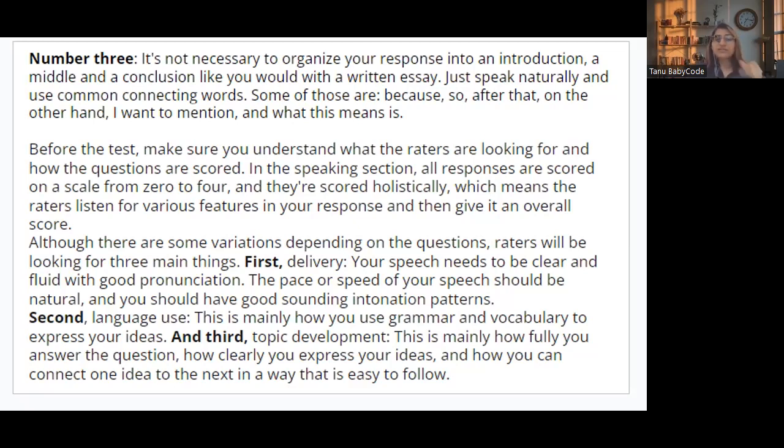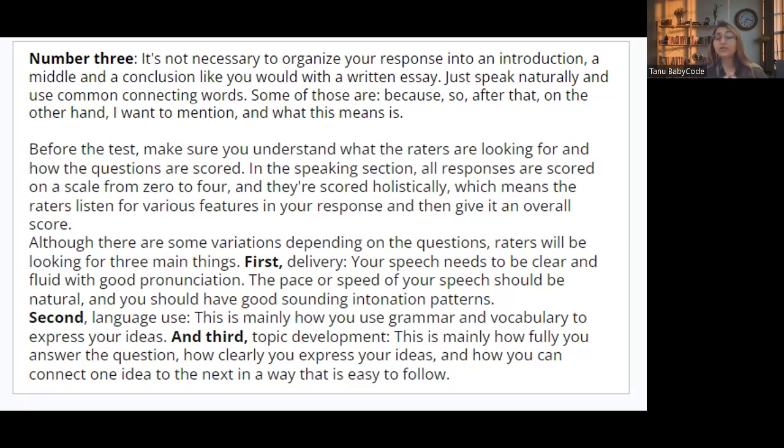Now, there are three variations depending on the questions, and raters will be looking for three main things. What the evaluators will be looking for first is delivery. What is delivery? Delivery means your speech needs to be clear and fluid with good pronunciation. The pace of speech should be natural and you should have a good sounding intonation pattern, right?